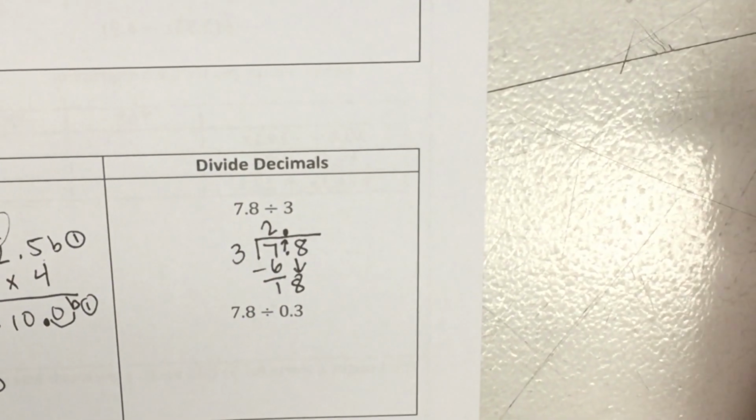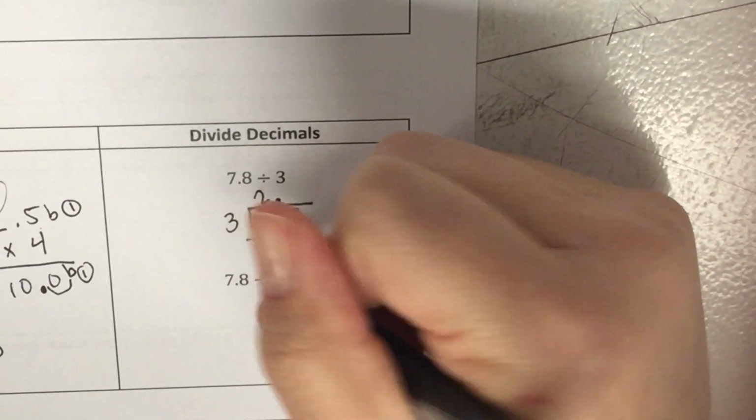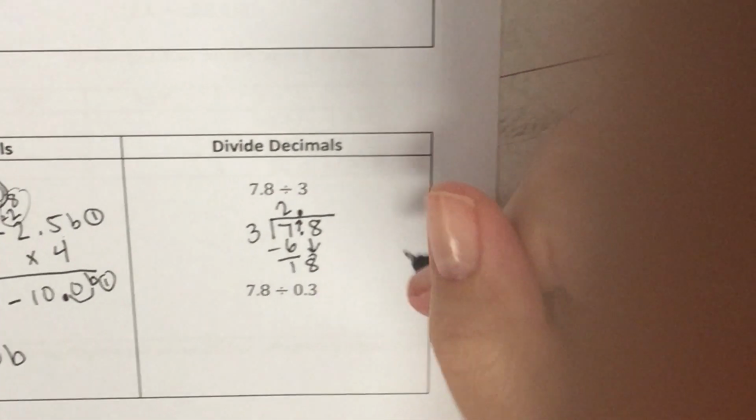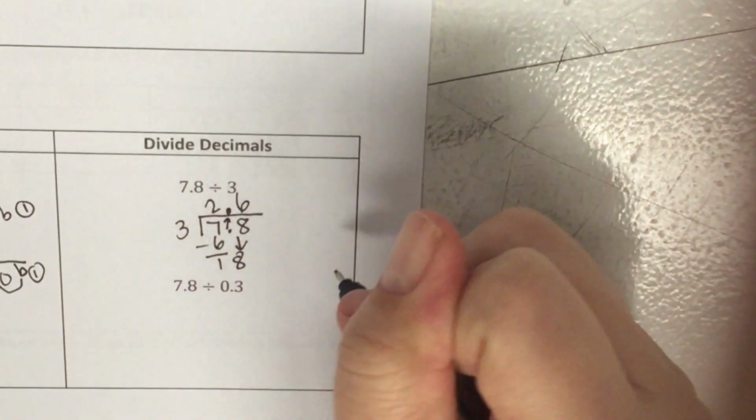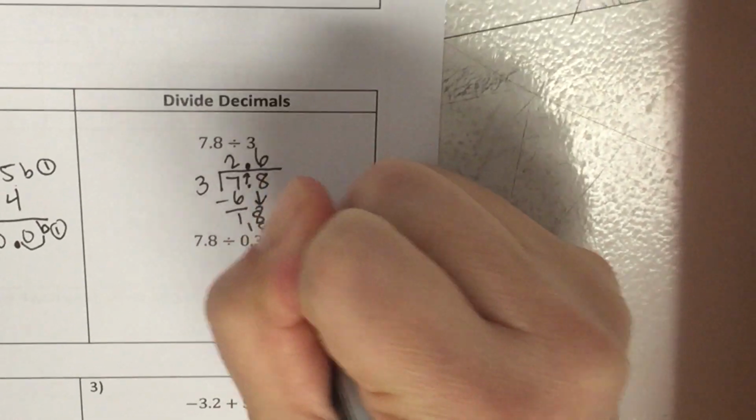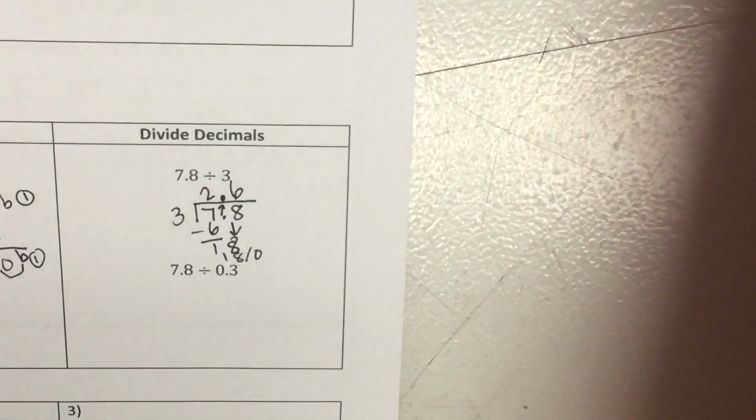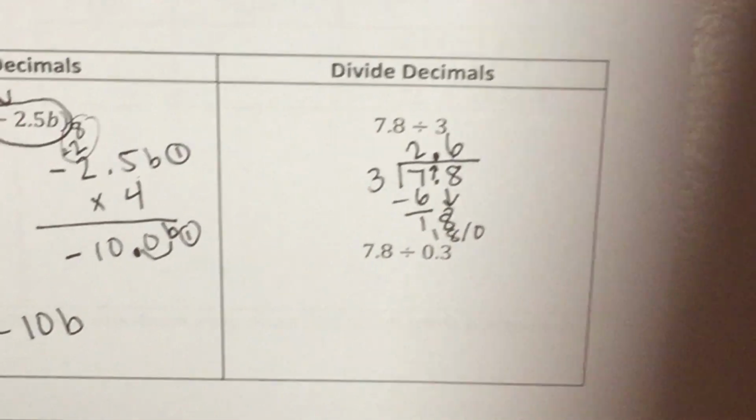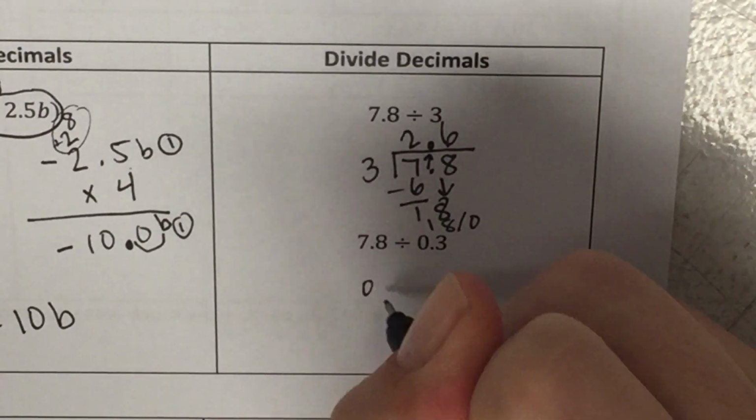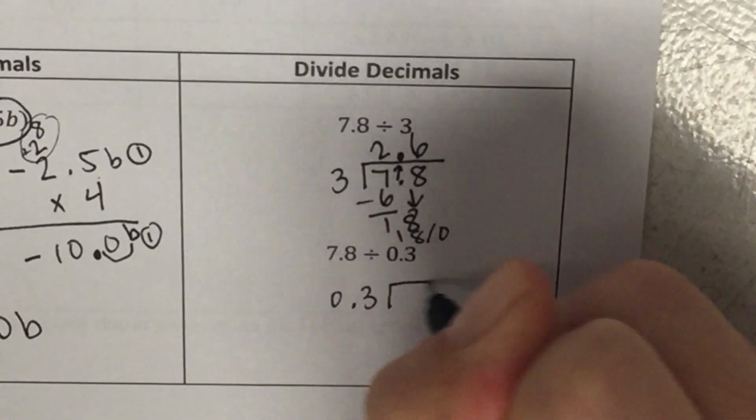3 goes into 18 how many times? 6. Good. And 6 times 3 is? 18. Good. I subtract and I have nothing left over, so I am done. 6.2.